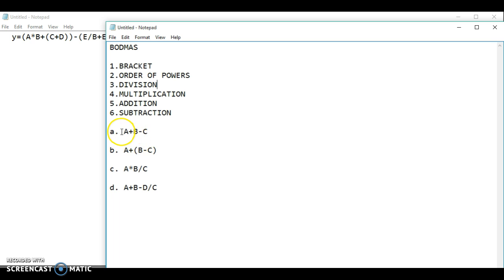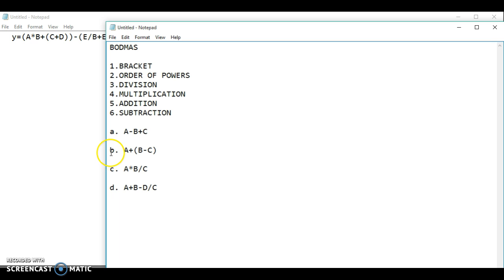So first example A, we have A plus B minus C. As I mentioned earlier, if it involves addition and subtraction, we should start from the left to the right. So we need to solve the addition first, move on to the subtraction. So let's say if the equation is like this, we should do the subtraction first and then go to the addition because it starts from the left to the right.